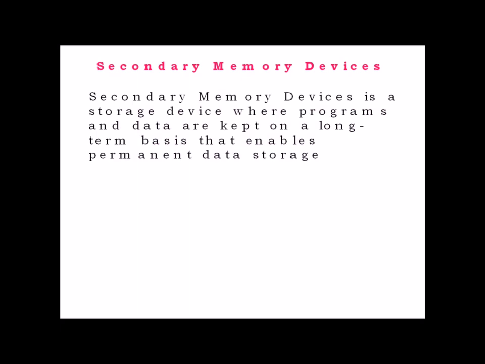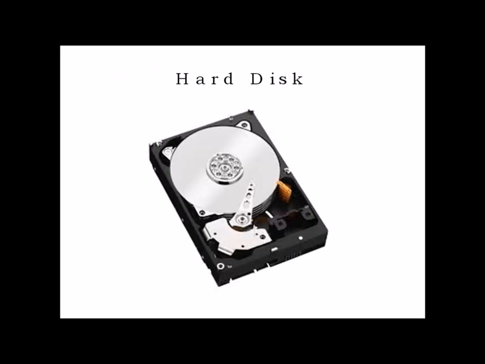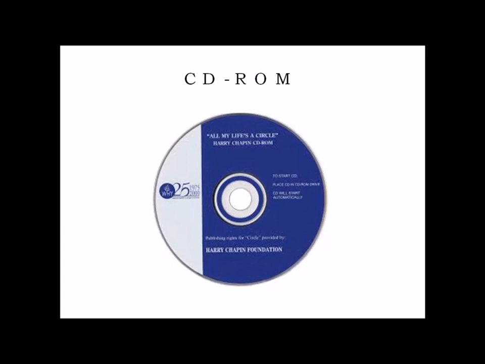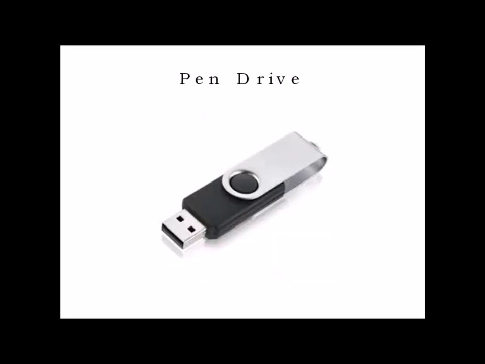Secondary memory devices. A secondary memory device is a storage device where programs and data are kept on a long-term basis, that enables permanent data storage. Examples of secondary memory devices are hard disk, floppy disk, CD-ROM, and pen drive.